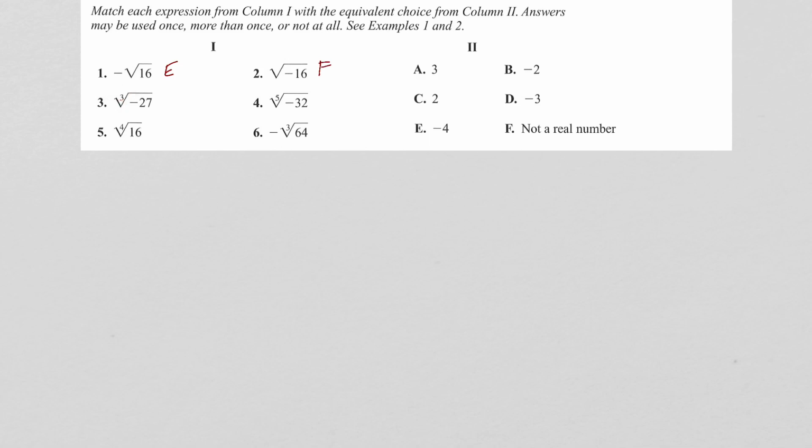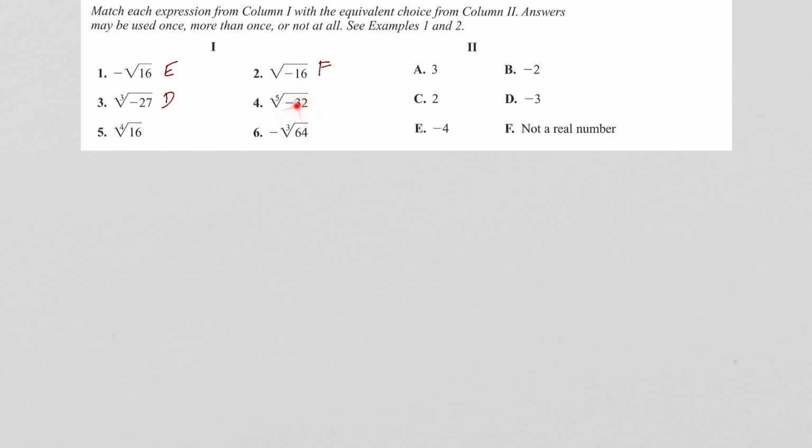Number 3, you can cube root a negative number. The cube root of negative 27 is negative 3, so that's D. And that's because the index is odd. Whenever you have an odd index, the negative just pops right out, and then you're really just cube rooting the 27.